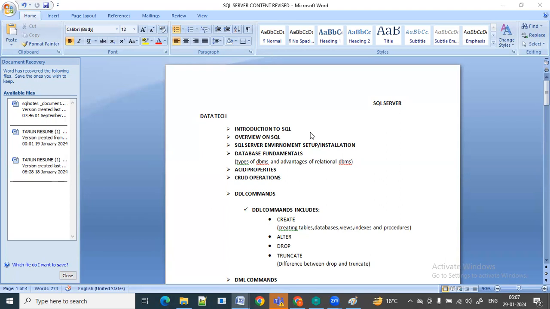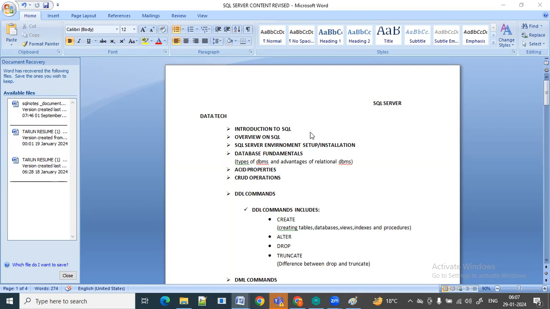Now, SQL Server environment setup. So, this SQL we are going to learn in SQL Server, which means SSMS, Microsoft's tool. Now, you might have asked the question, why SQL Server? Why not other tools, other servers, other databases? You might be having some doubt regarding that. I will tell you why SQL Server, why not Oracle, why not DB2, or why not MySQL.